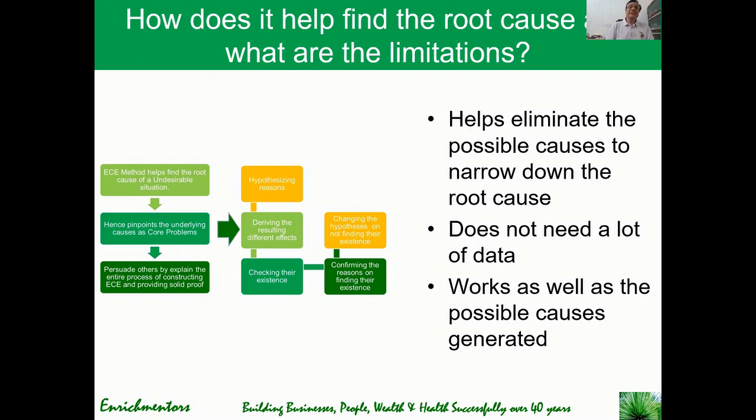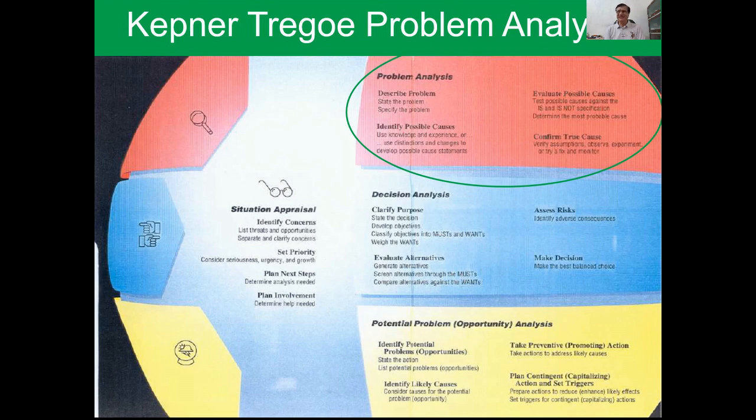Let's talk lastly about a methodology called KT problem analysis. KT stands for Kepner-Tregoe problem analysis. And this is part of a larger methodology of KT that we will talk about. So this basically talks about describing the problem, identifying possible causes. So it is a very comprehensive methodology. It helps you define the problem, also helps you identify possible causes. Then it goes on to evaluate the possible causes and find the true cause. So this is one methodology that has it all. You saw that some of the methodologies can only generate possible causes, some can only eliminate causes. So here is a methodology that can help you do all steps of the process.